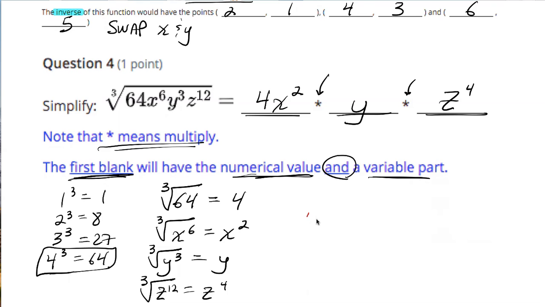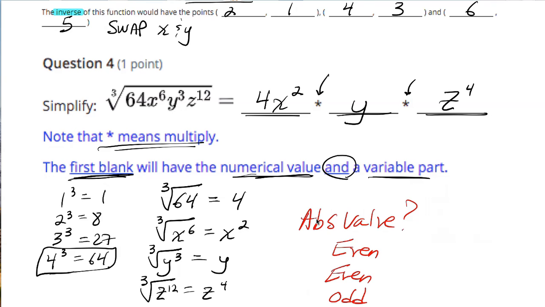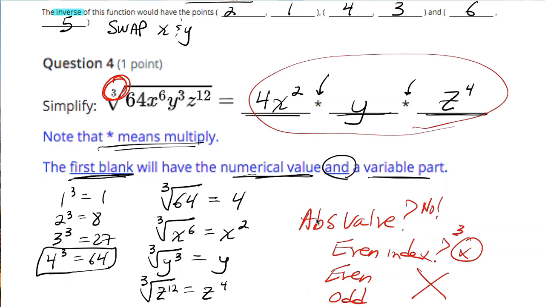Do we need absolute value signs? Absolute value anywhere? Well, we think of our even, even, odd. And do we have an even index? No, we don't. It's a 3. So from there, it doesn't matter the other questions. We do not need absolute value. So this would be our answer right there.